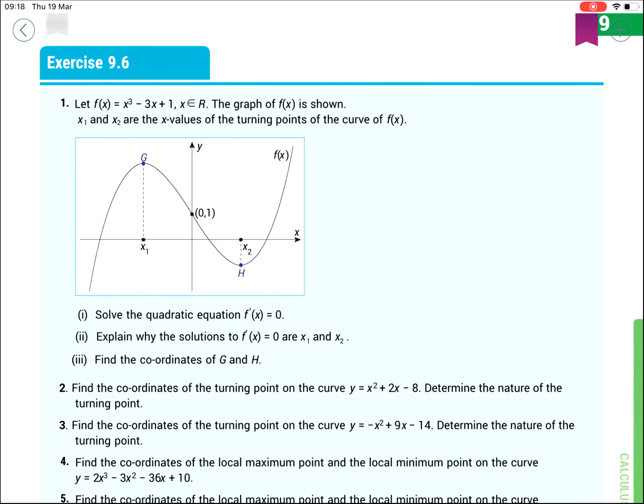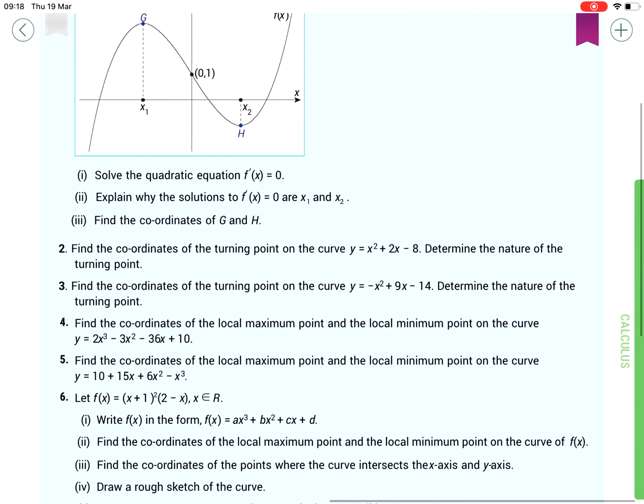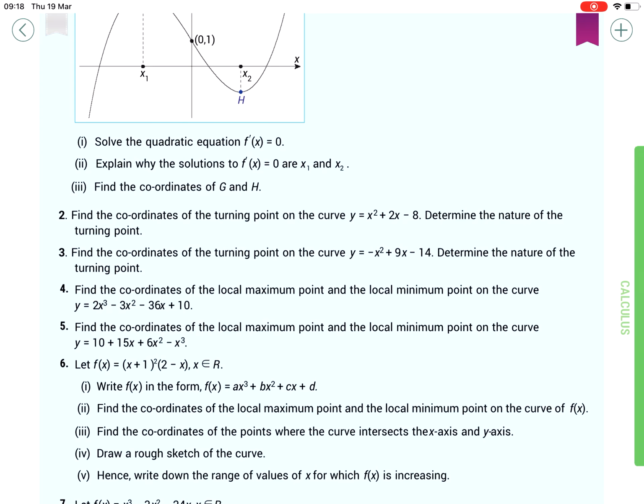So, question 2 is the next part. Find the coordinates of the turning point. So this is very similar to what we've just done.